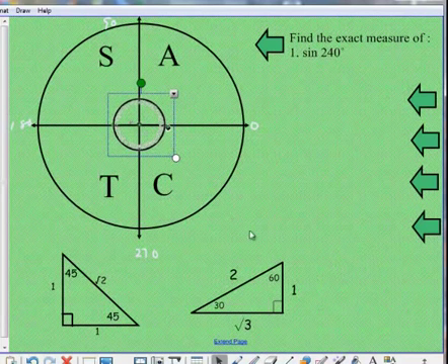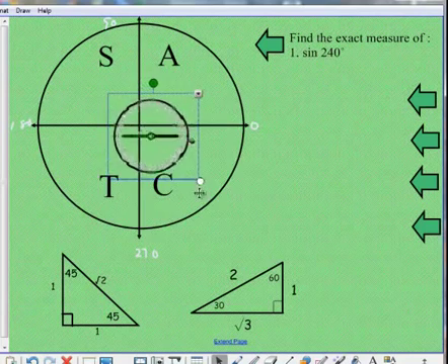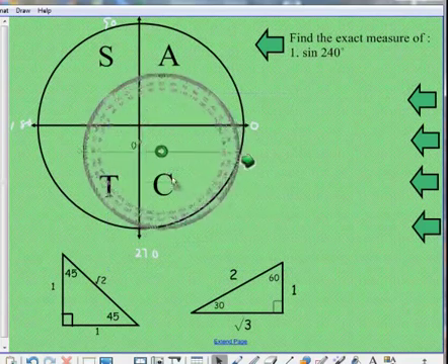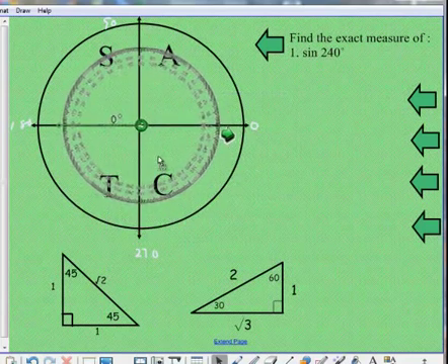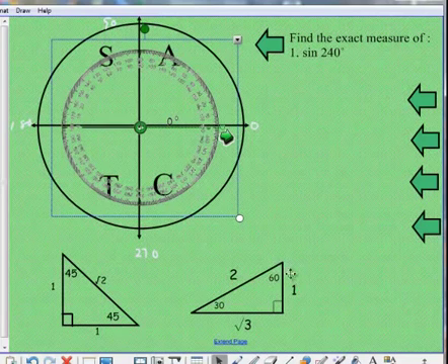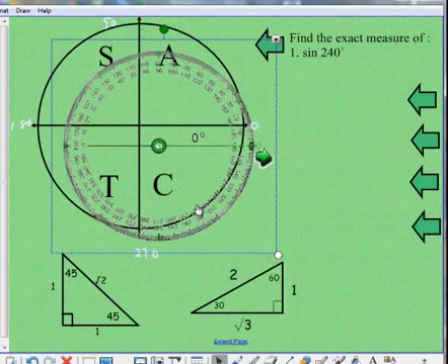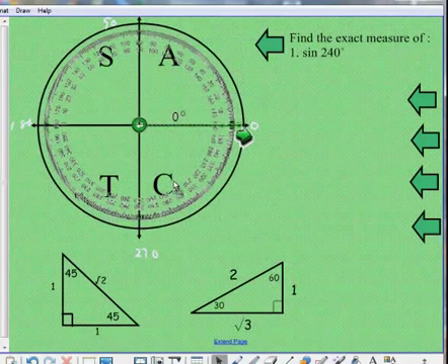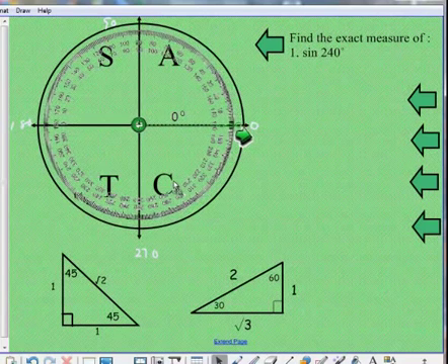I'm going to take my protractor, put it out here, make it a little bigger so you can see it. It's not playing well. There.